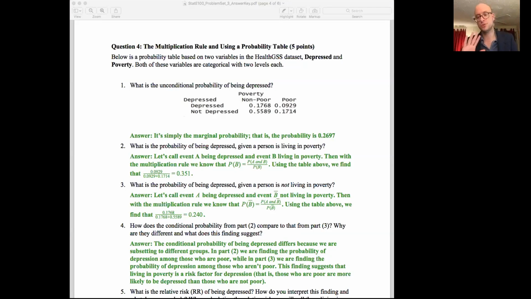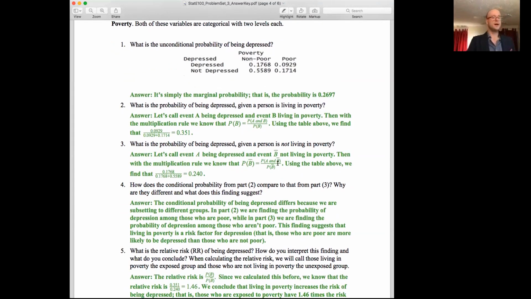The reason I don't do too much of that is I want to think about it in terms of words, in terms of concepts. But all it was, I added this cell, and divided by that other one. Okay, so here we go. What is the probability of being depressed given a person is not living in poverty? We already calculated that. What is the relative risk? Oh, well, we already knew that from the previous two answers. In fact, that's what we did in the problem set too. If not, remember the answer here, this was 0.35.